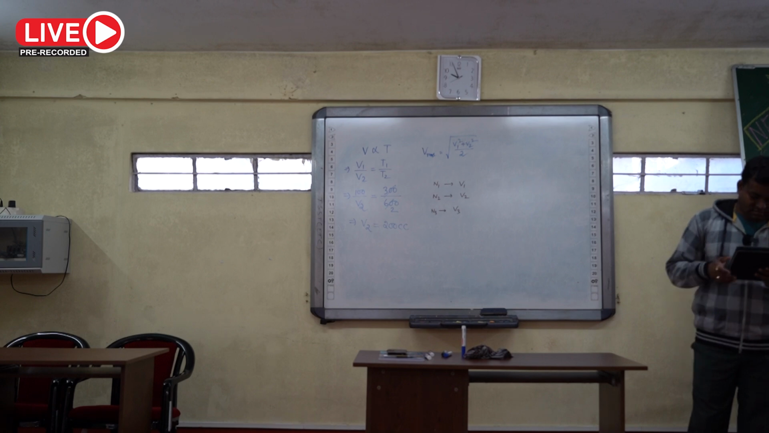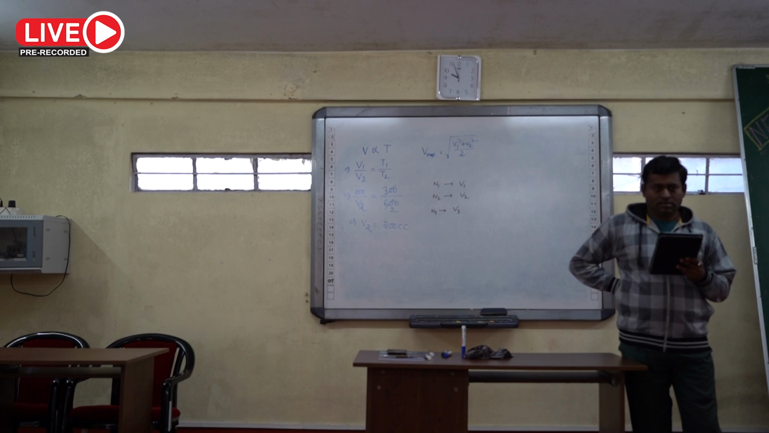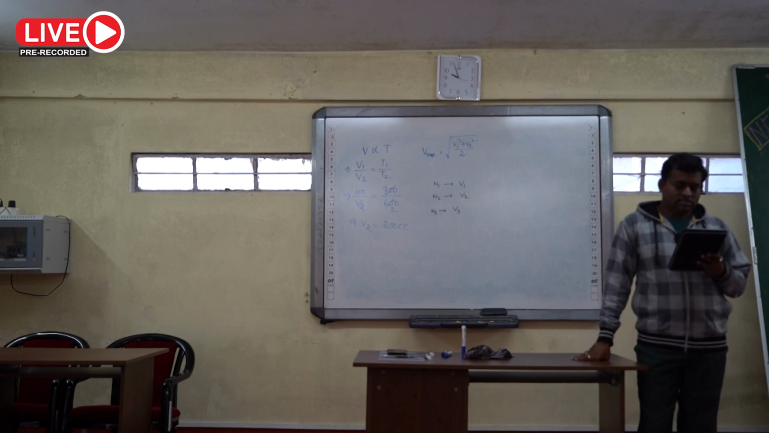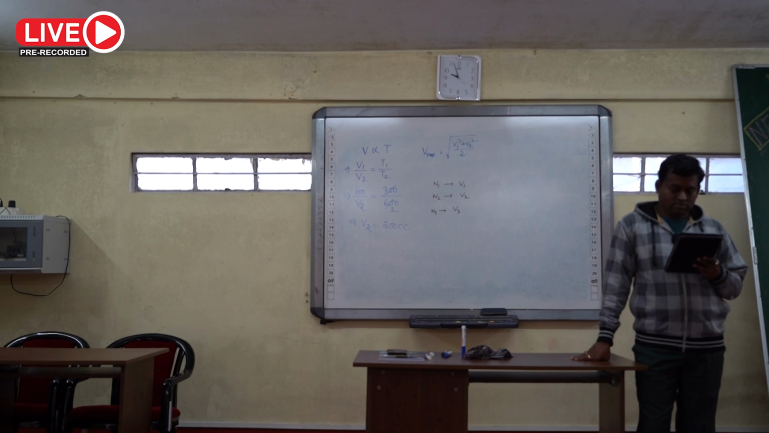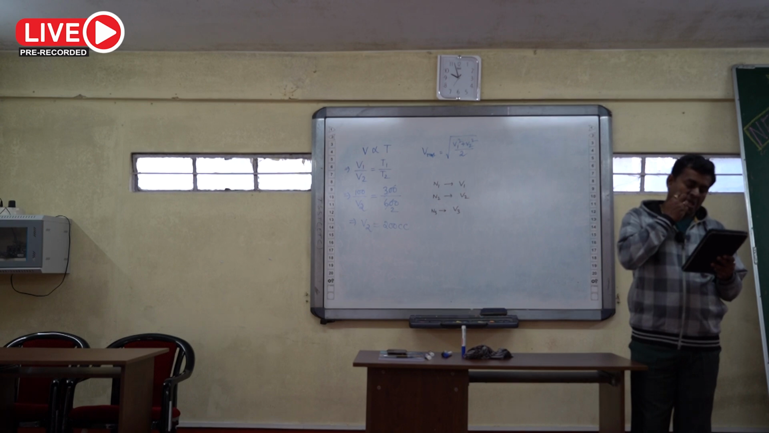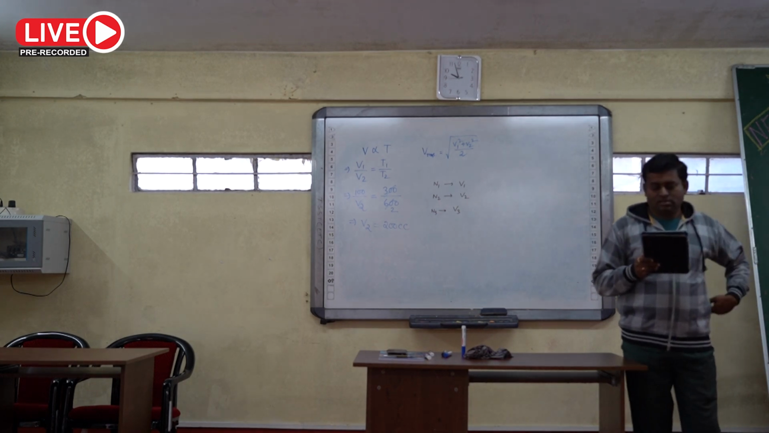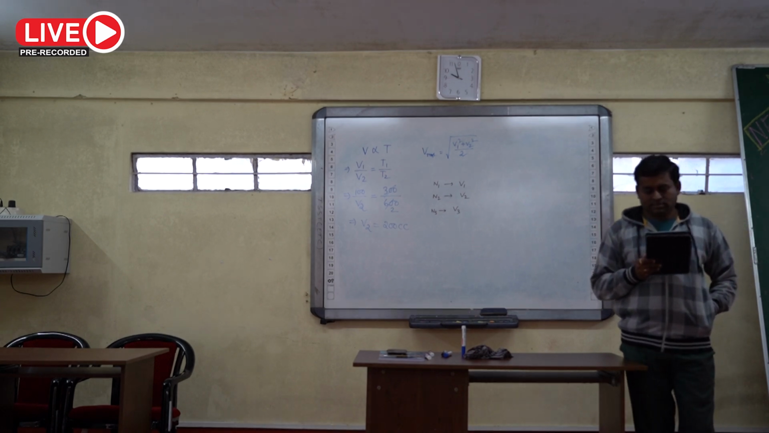Write down question number 9. The temperature of atmosphere varies with height as capital T equal to T naught minus KH, where K is a constant, means positive constant, and T naught is the temperature of the ground.